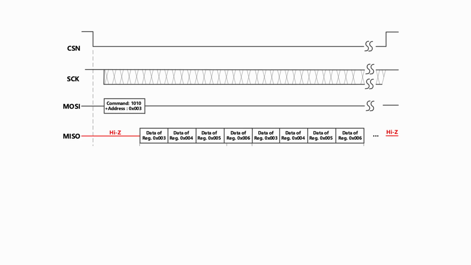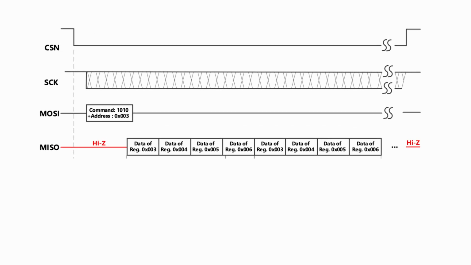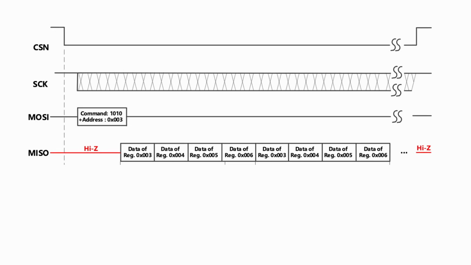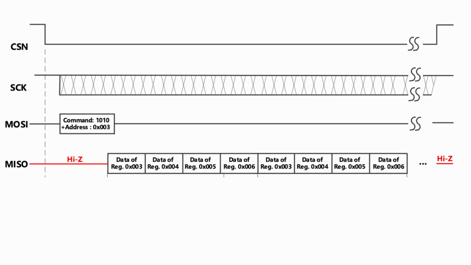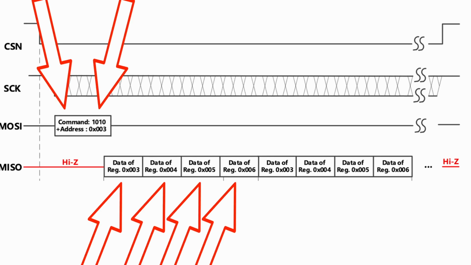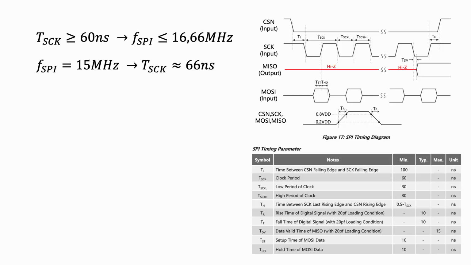To estimate how long a burst mode transaction will take, we will use the datasheet to calculate the data acquisition time and compare it to the single byte read mode. You can see here that one transaction takes 6 bytes. In the datasheet we can see that our clock period has to be at least 60 nanoseconds. That means our SPI frequency can be up to around 16 MHz.